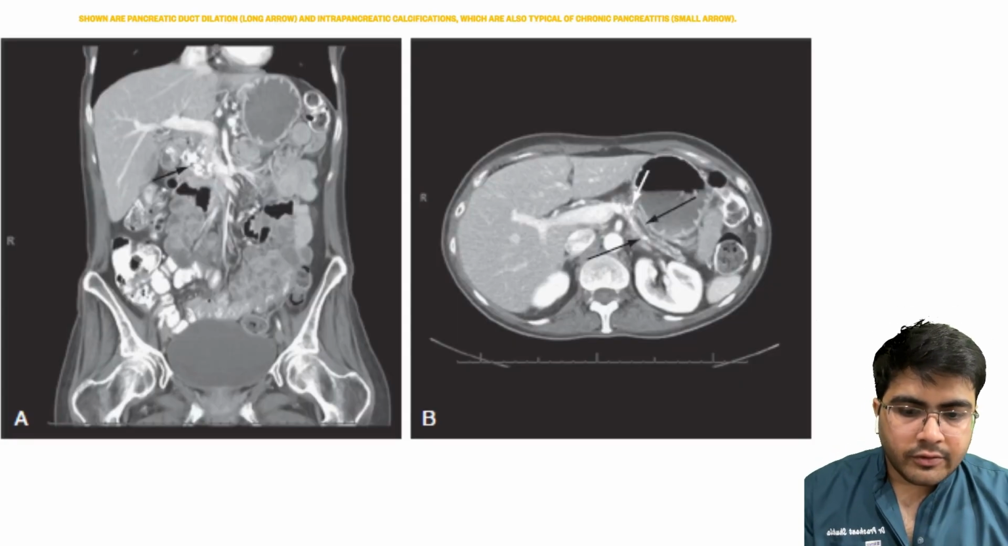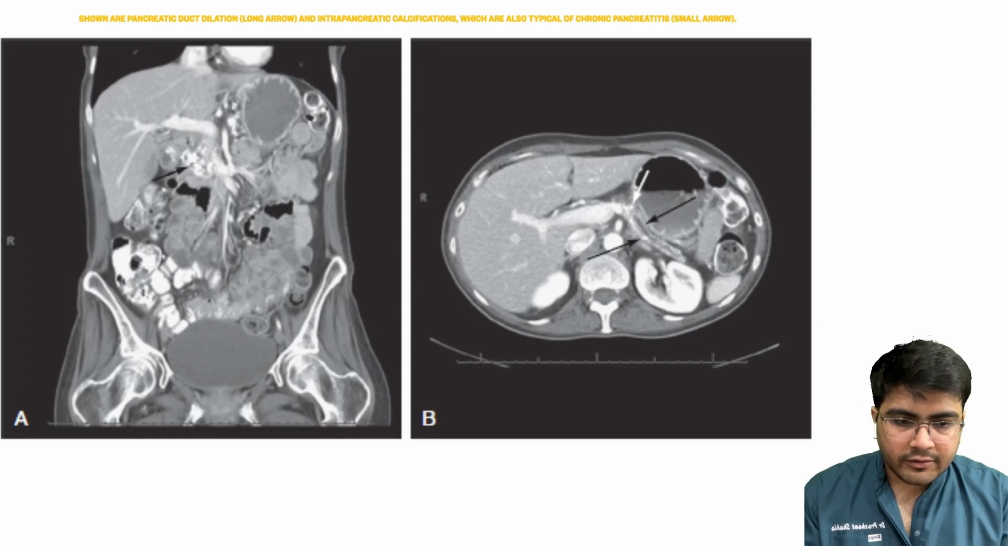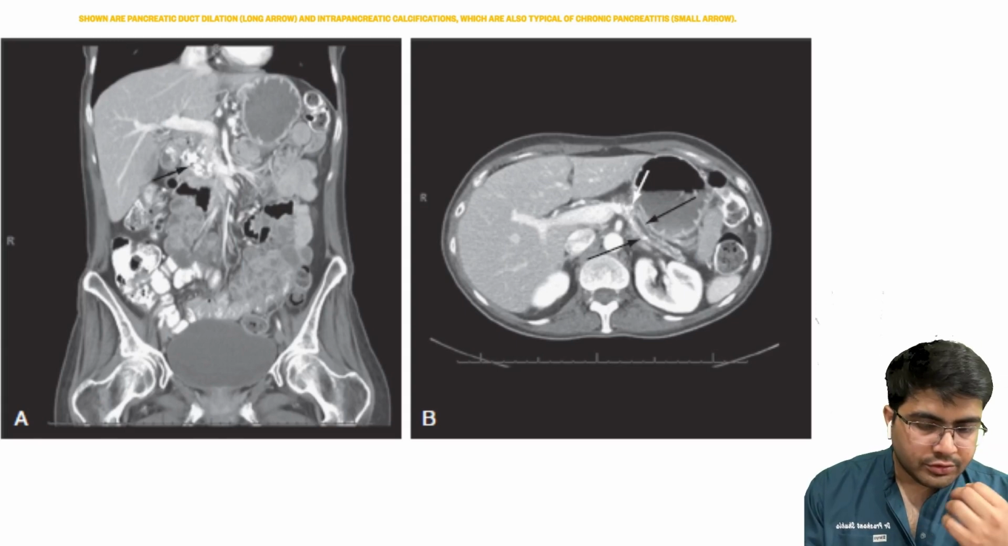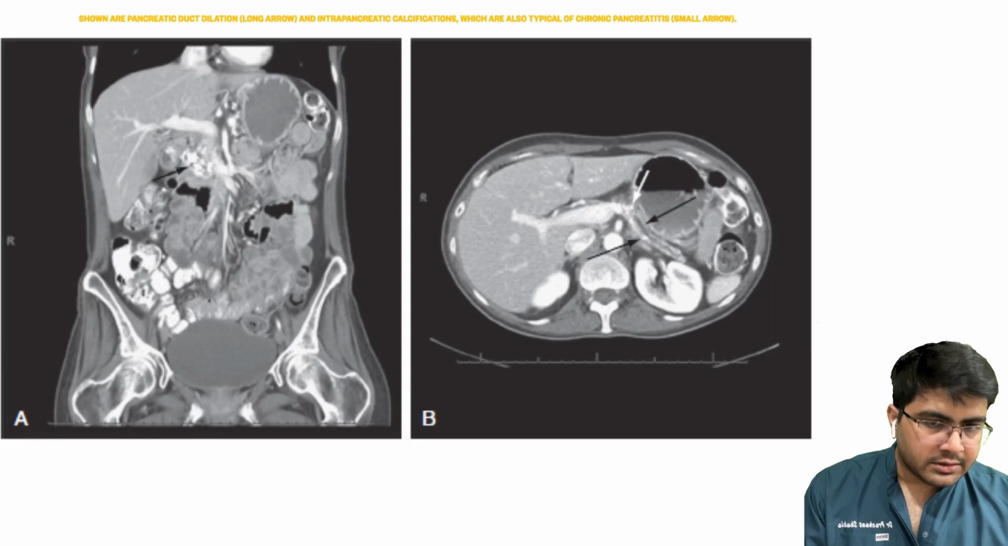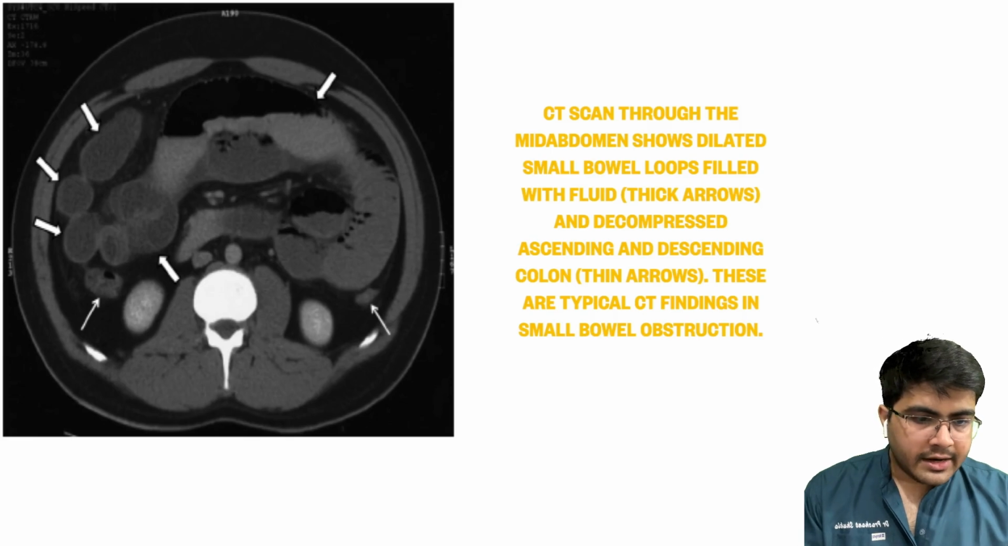The next is we'll be dealing with other pancreatic findings. So here you can see on the left hand side we have marked the black arrow. We can see there is a dilatation of the pancreatic duct, and on the right hand side we can see there is a pancreatic calcification. So the black arrow shows on both sides the dilated pancreatic duct, and the white arrow shows the presence of calcification within the pancreas, which are classical of chronic pancreatitis.